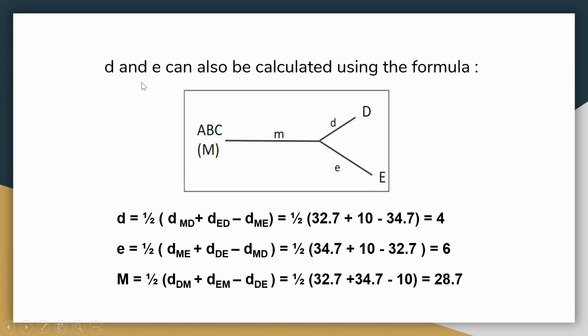So D and E can also be calculated using the formula as stated below. For example, when you want to calculate the distance of D, you plus the distance of MD plus ED minus ME, and half of this answer would be the distance of D. So by substituting the values inside, we will get the distance of D is 4. And by using the same concept and method and substituting the respective values into their place, E would be equals to 6. And the same case is followed for M, and the distance for M would be 28.7.